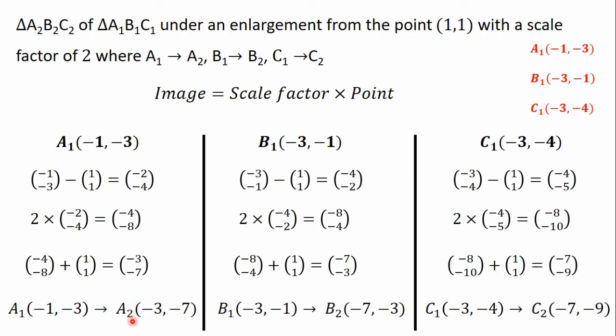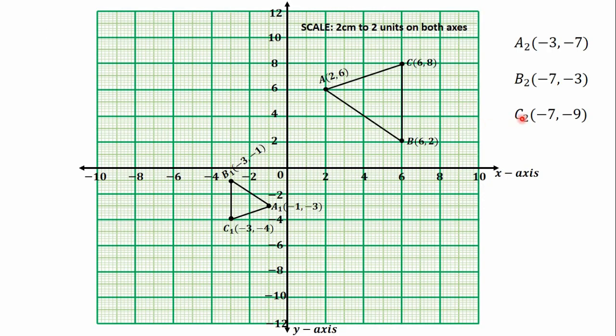We now have the coordinates of A2, B2, and C2. We can draw the image triangle A2, B2, C2. So these are the coordinates of A2, B2, C2. We will plot them on the graph sheet and join them to get the image triangle A2, B2, C2.